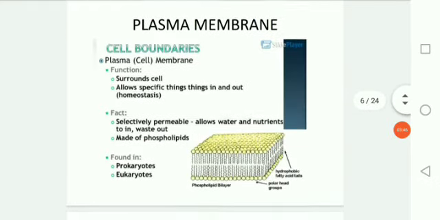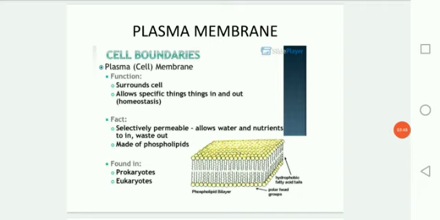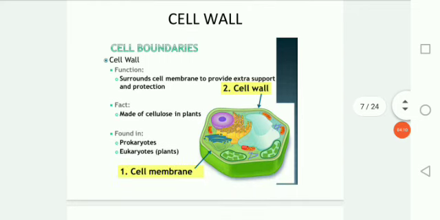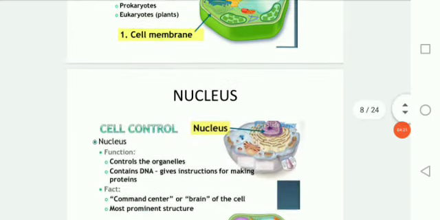Now coming to the plasma membrane. We are talking about the structure and functions of different organelles. In the cell boundaries, we have the plasma membrane or cell membrane, which surrounds the cell and allows specific things in and out, so it is selectively permeable. It is basically made up of phospholipids and is there in both prokaryotes and eukaryotes. The cell wall is present in plants among the eukaryotes, and in prokaryotes. It is made up of cellulose, and it gives extra support and protection to the cell.